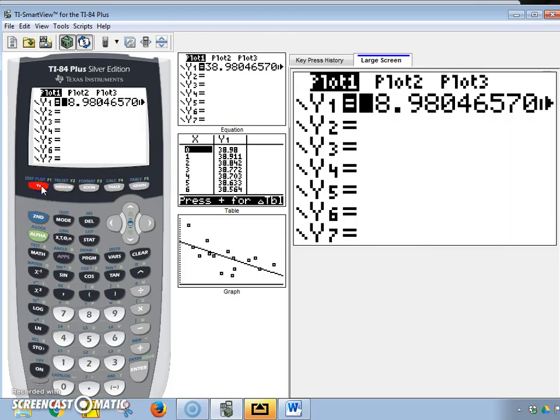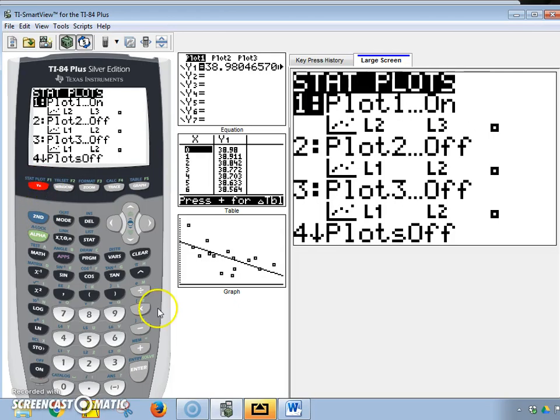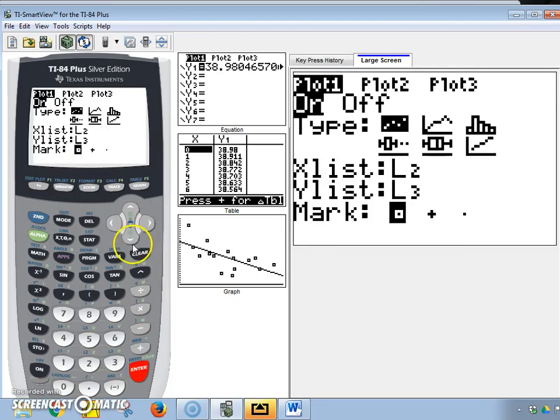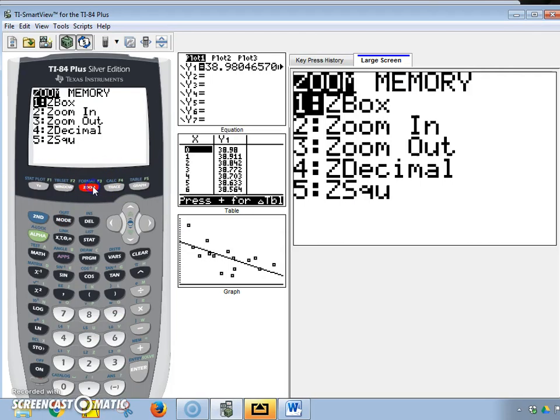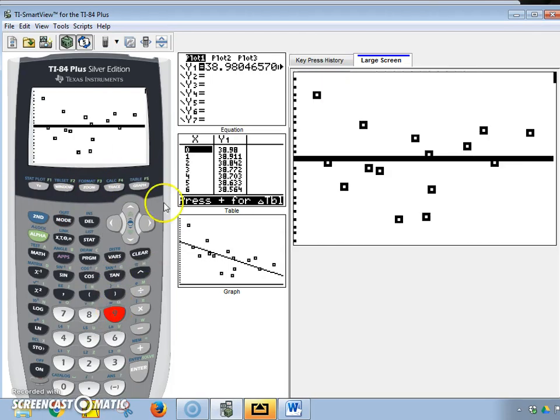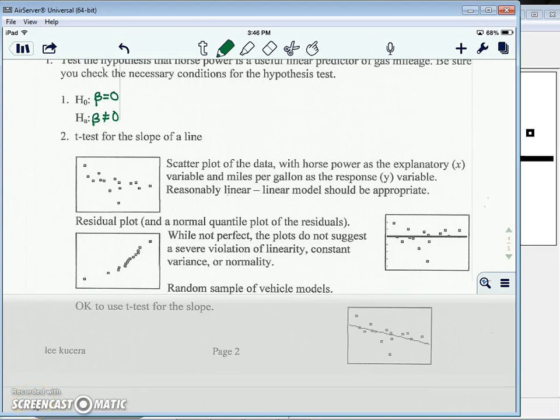And we go to Stat Plot. There's my equation saved in there with all the decimals. On. And we're going to go to residual, which is again just a scatter plot, but this time it's list 2 to list 4 where my residuals are. And I'm going to hit Zoom. I always forget to go out first. Zoom 9. And you can see my scatter plot is fairly random. No discernible pattern. And that is what we just looked at. Okay, we looked at our scatter plot, reasonably linear. And the residual plot, while not perfect, the plots do not suggest severe violation of linearity. So we looked at this.